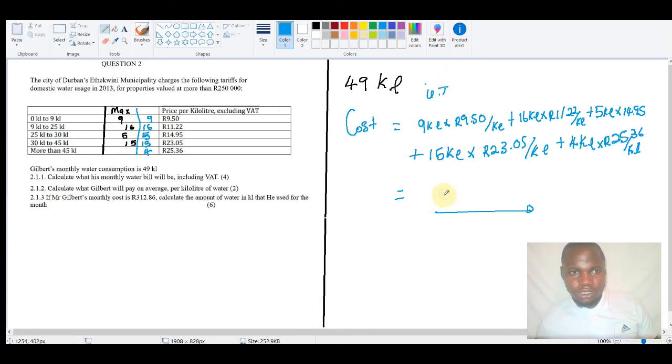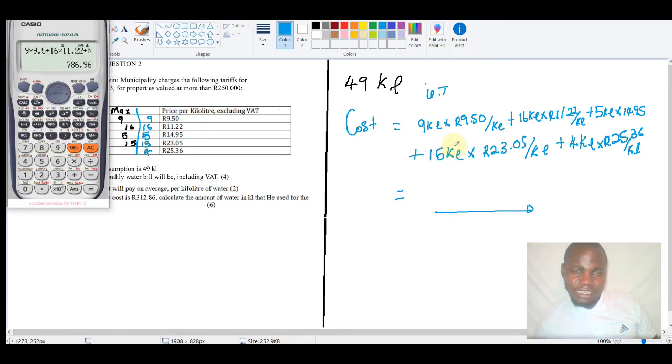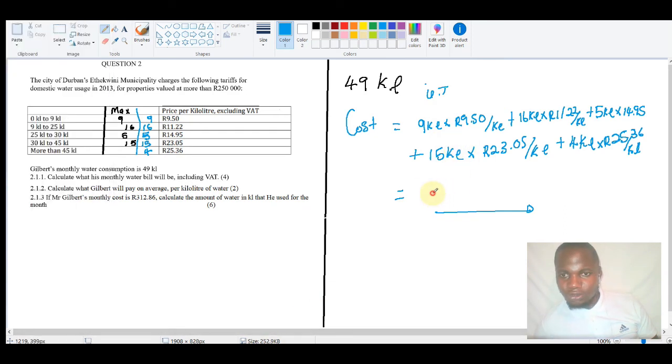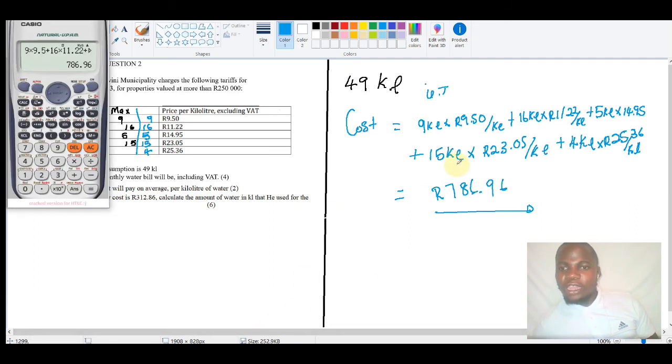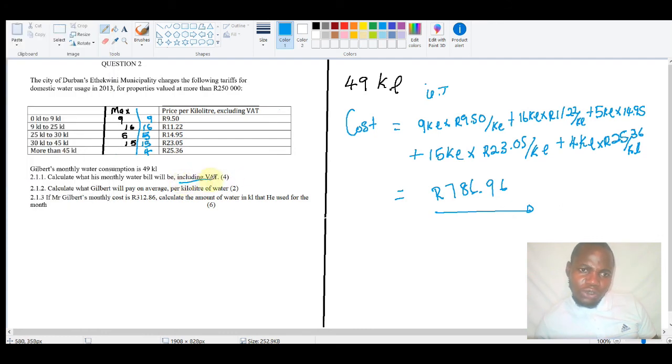786.96. So what is the cost there? Our cost is 786.96. Let's verify if it's correct. Yes. Now this is the cost. Now the question, make sure you read it carefully. The question is saying include VAT.